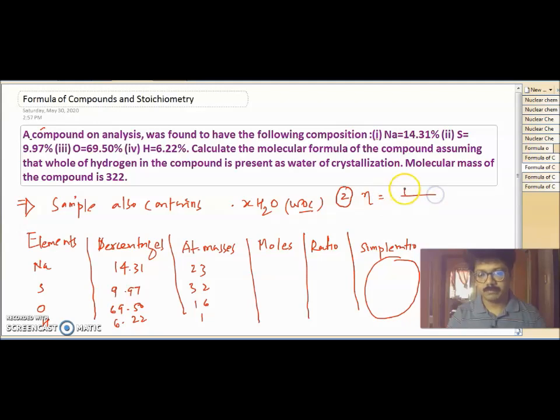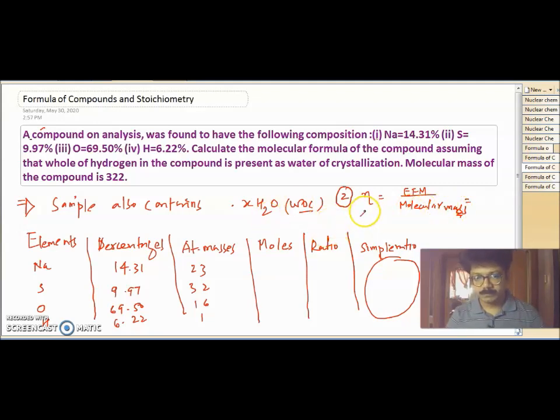How? Empirical formula mass divided by molecular mass. Molecular mass is given, that is 322. And you see the number of sodium and all such things comes here, and then you put, then you will get the empirical formula mass.